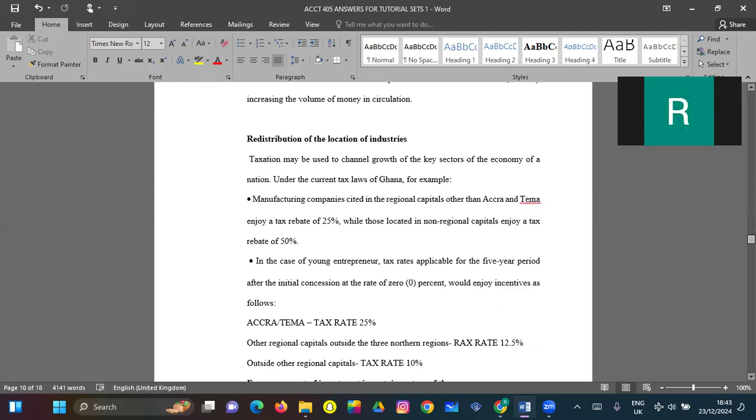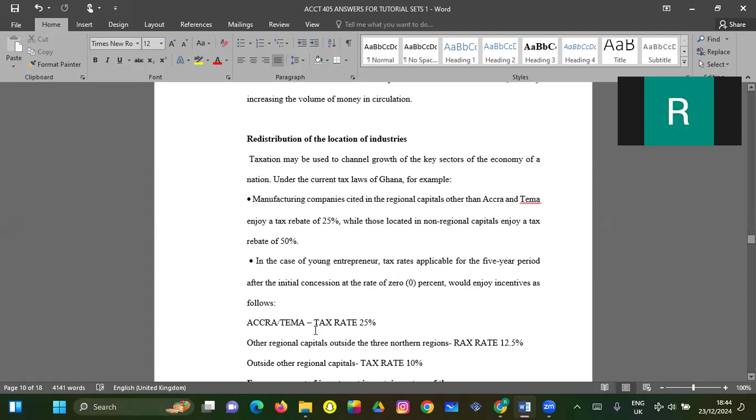Then we also have redistribution of the local industries. So some industries, for example, depending on their locations, receive some kind of tax rebates. So manufacturing companies sited in a regional capital, other than Accra and Tema, enjoy a 25% tax rebate, whilst those located in a non-regional capital enjoy a 50% tax rebate. So in the case of young entrepreneurs, the tax rate applicable for the 5 years period after the initial concession is what? Zero.